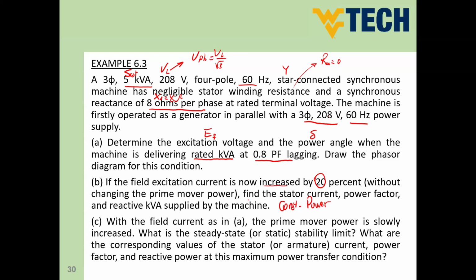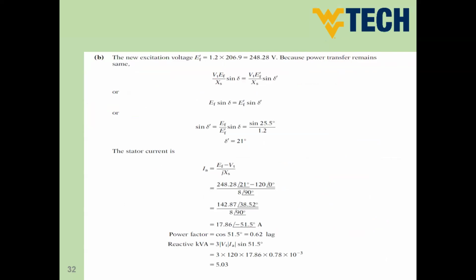What is needed here? Find the stator current. So we need to calculate IA, find the power factor, and the reactive kVA, so reactive kilovolt ampere, the value of Q supplied by the machine. So we need to get these three values, IA, power factor, and reactive power, if the excitation is increased by 20%, and we got that it's constant power operation. So let's see, guys, how can we do that?